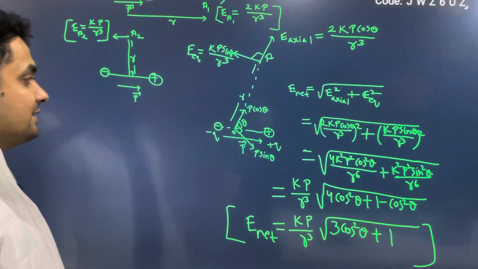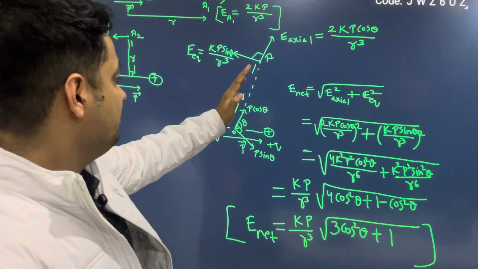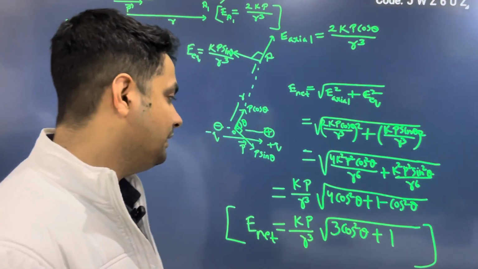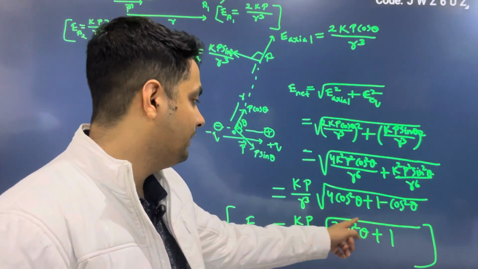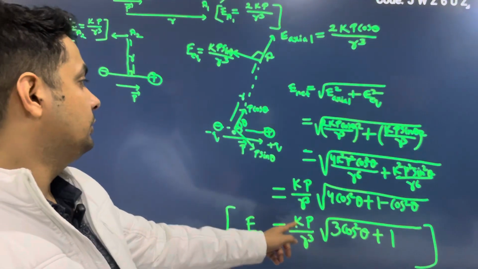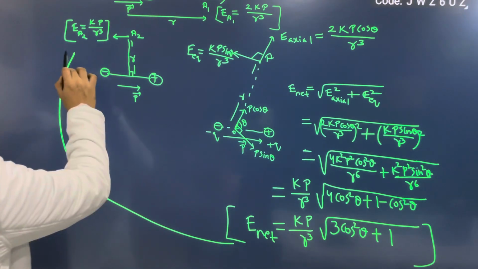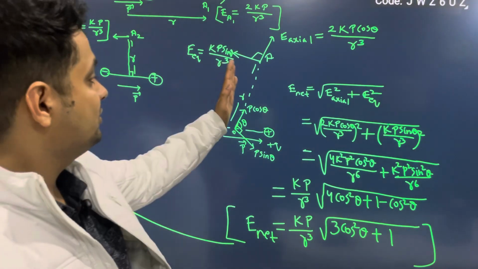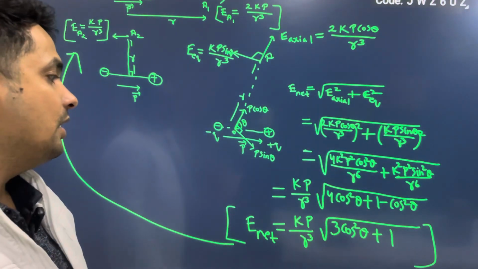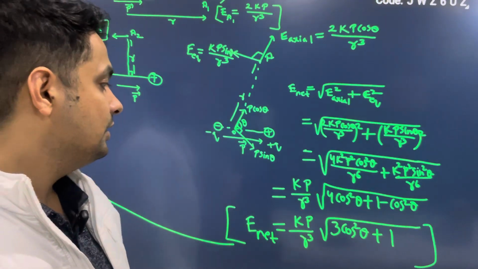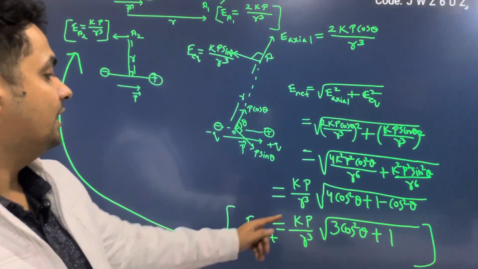Now you can understand it: if this point is on the equatorial line, then theta will become 90 degrees, and if you put theta as 90 degrees, then cos 90, you know, is 0. So this whole term will become 0. So it will be kp by r cubed, and you know that at the equatorial point it is kp by r cubed. So from here we can get this value also. And in the same way at the axial point, theta will become 0 degrees. At 0 degrees, cos 0 is 1. So 3 plus 1 is 4, root 4 is 2. So we can write 2kp by r cubed, which is coming at the axial point.